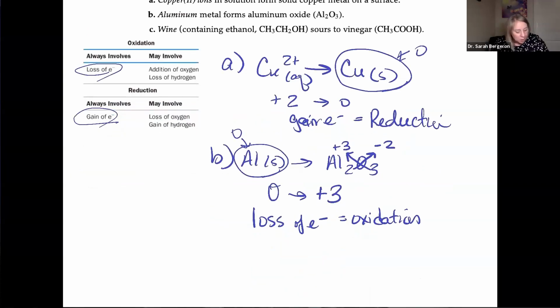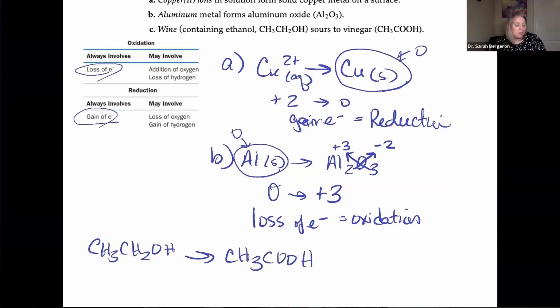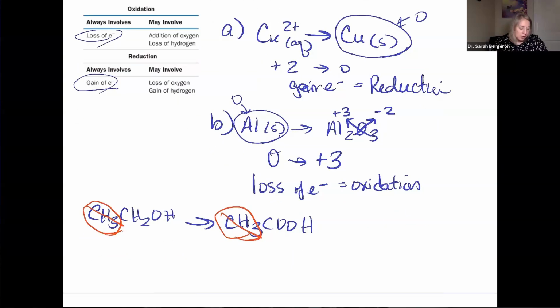Okay. C, wine containing ethanol, CH3CH2OH, sours to vinegar, CH3COOH. All right, so when we look at this, always circle those things that you can just get rid of. Get rid of them, right? Now we're only looking at things that are really different in the reactants and the products.